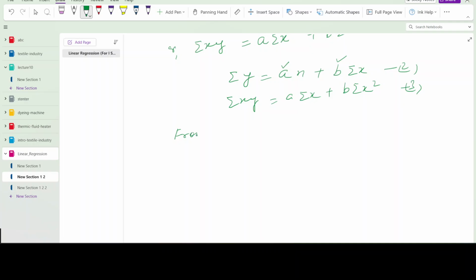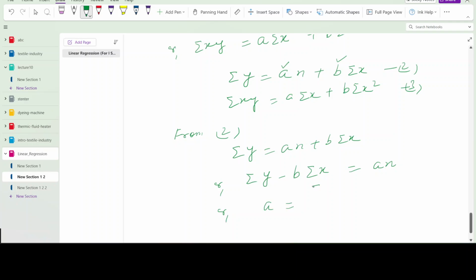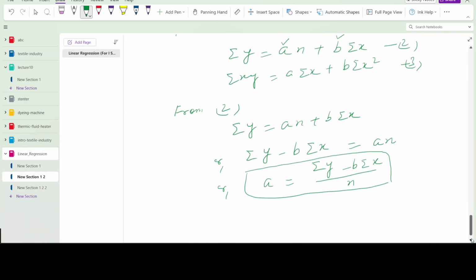From 2, sigma y is equal to na plus b sigma x, or sigma y minus b sigma x is equal to na, or a is equal to sigma y minus b sigma x divided by n. Thus we have found the value of a, and now we will put the value of a in equation 3.